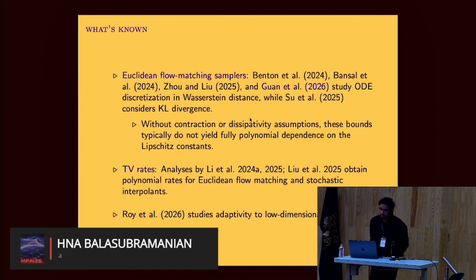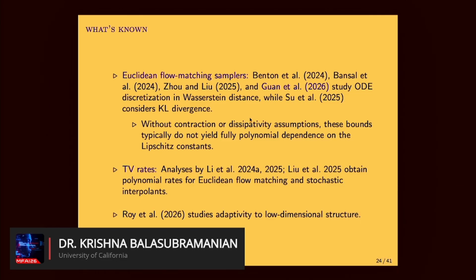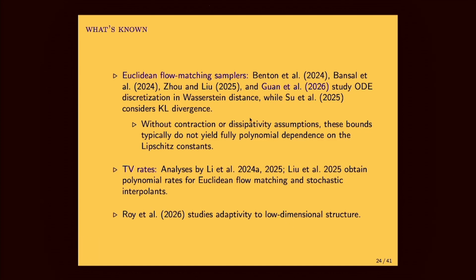So before that, what's known in the Euclidean setup? There are some recent works and interest in this direction. Many papers, for example Benton et al., Bansal et al., and Zhou and Liu, study the rates of Euclidean flow matching in the Wasserstein distance. And Su et al. consider the KL divergence. This paper by Guan et al. is our paper. There's one distinction between these papers and our paper.